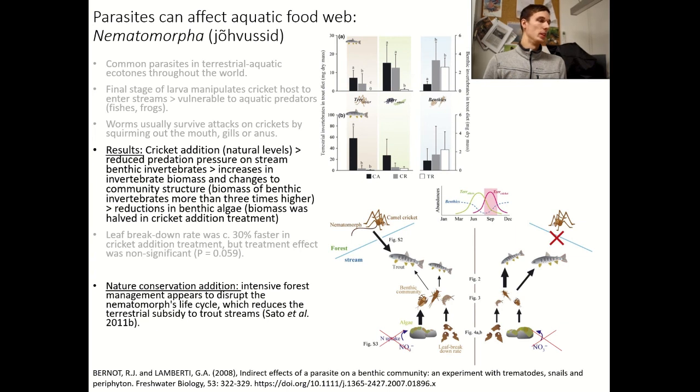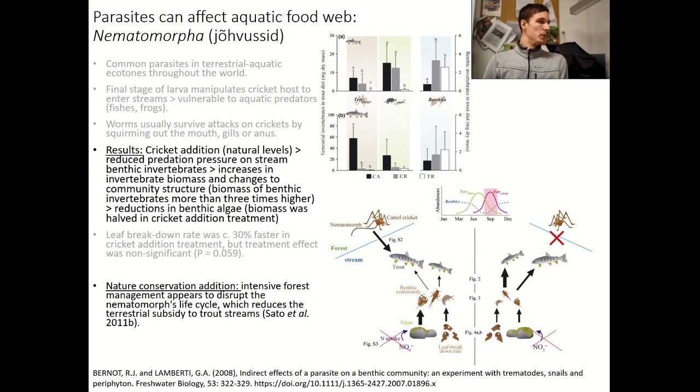And when we add the nature conservation point of view, researchers have also found that intensive forest management appears to disrupt the life cycle of the horsehair worm, which can reduce the terrestrial subsidy to trout streams, and so have other impacts also to stream biota.